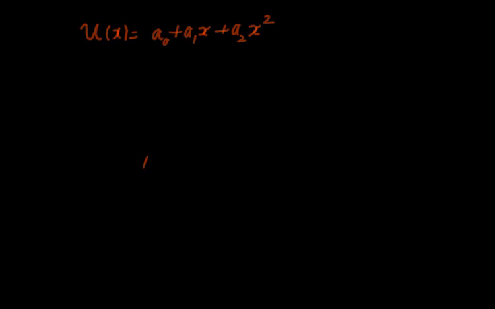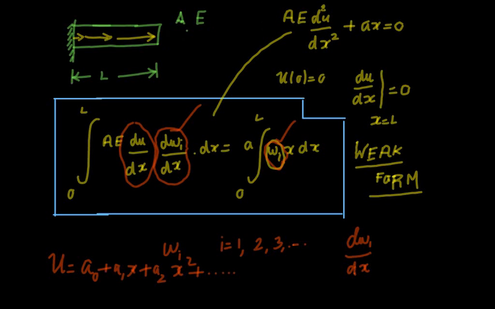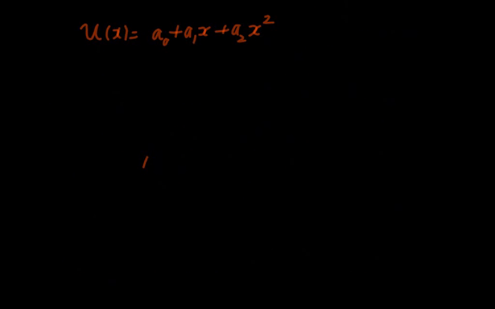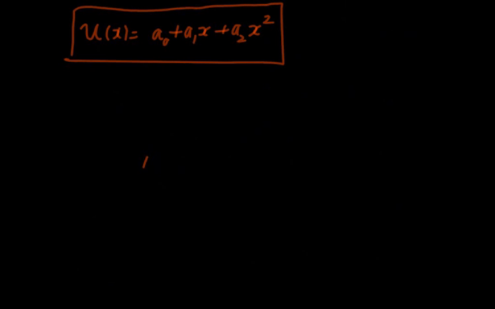You may ask me this question, why are you not writing a3x cube? I'm not writing a3x cube. The reason is because if you solve this problem by ordinary Galerkin's weighted residual method, you would have assumed a3x cube. Now I'm not assuming a3x cube because in weak form, the order of the governing differential equation is reduced. The order here is 2, but in the weak form it is reduced to simply 1. Since the order is reduced, I am cutting down one term. I'm just removing one term in the trial solution. So I'm very clear in what I'm doing. That is the justification. You have to remove one term because the order demanded in the governing differential equation is reduced.